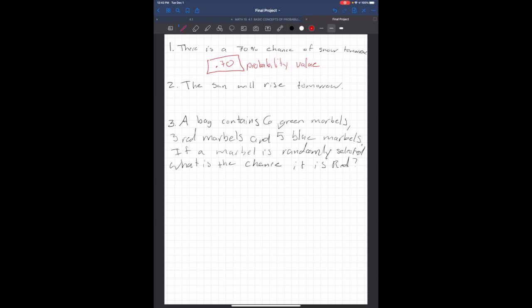Question number 2. The sun will rise tomorrow. Now, this is a statement, obviously, but we know this is a fact. So the probability is 1. It will happen.